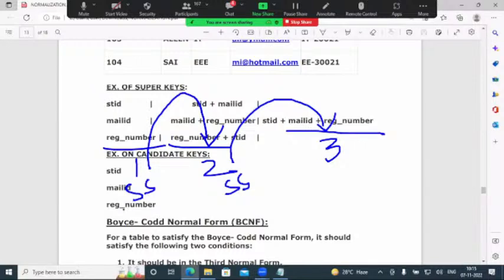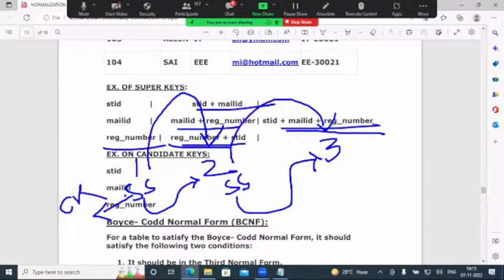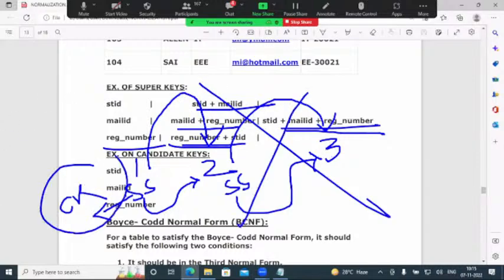So the minimal subset of another super key, a subset of another super key. Finally, whatever subset we get here is called a candidate key. Why? Because any combination of 2 super key columns is not a candidate key. The subset of every individual super key is called a candidate key. But a combination of super keys is not a candidate key.